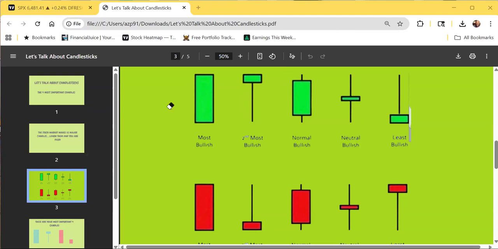Now, I don't just use candlesticks. I also use the EMAs. So my EMAs have to kind of back what I see in the candles. I don't just use candlesticks.